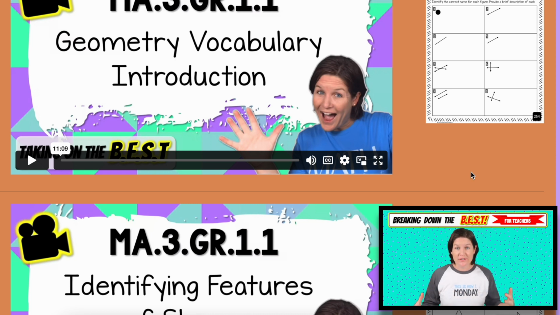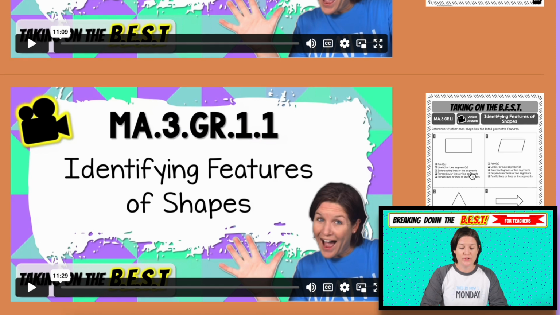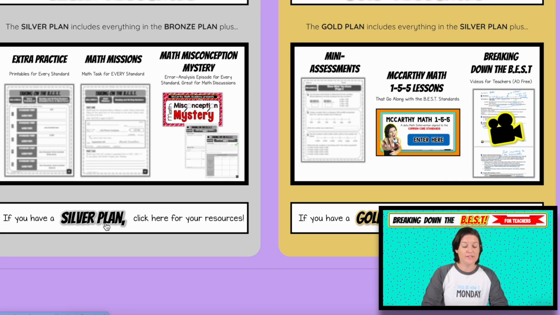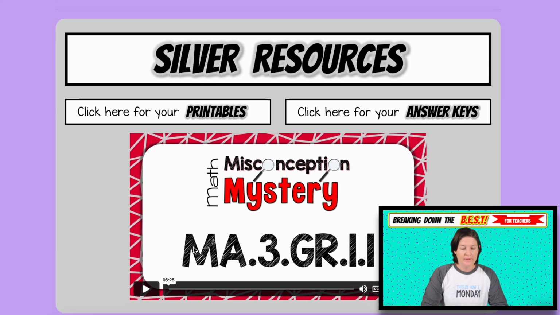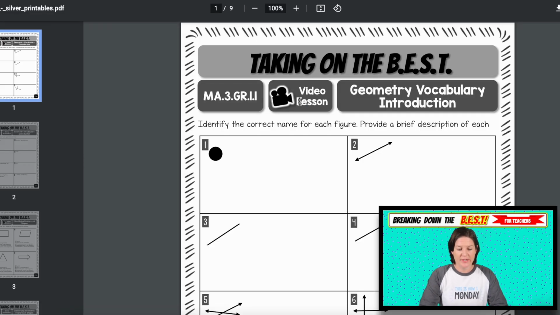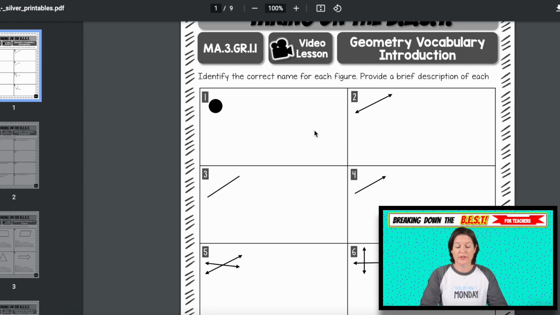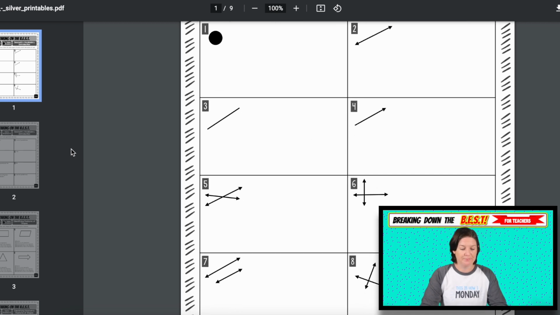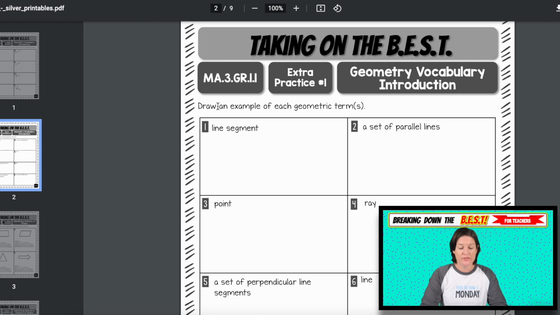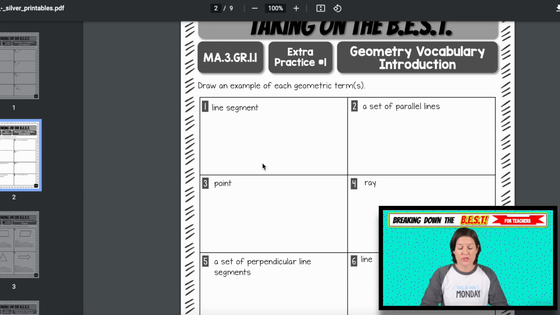In order to understand it fully, they need to make sure that they have that practice element too, which definitely comes into play with the silver plan. So if you're a silver member or a gold member, you have access to more. Right here, you can go to click here for your printables. And you'll see that here's the video lesson that we just went over on the bronze page. It says identify the correct name for each figure and provide a brief description of each. So in the video, we're talking about what all these terms are and giving a brief definition of them. Then there's extra practice. So now that we've watched the video, use those notes to help you draw an example of each of these geometric terms.